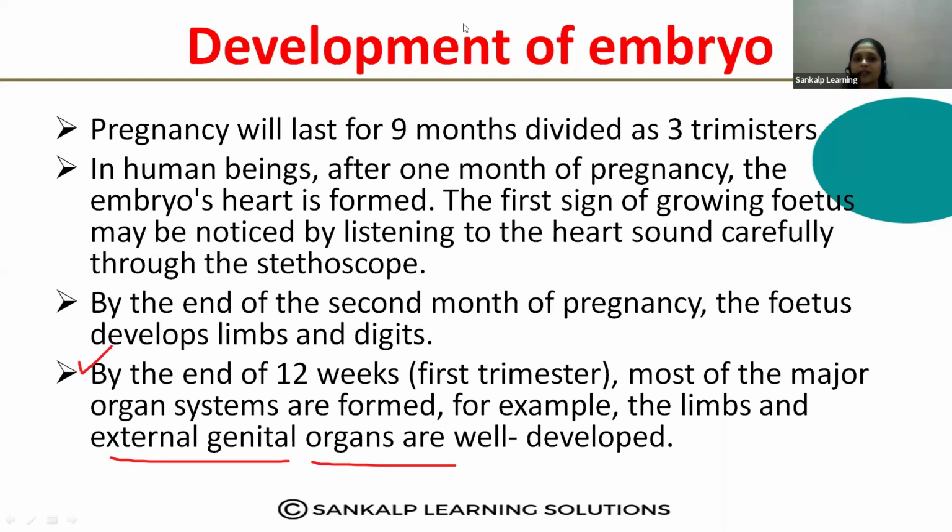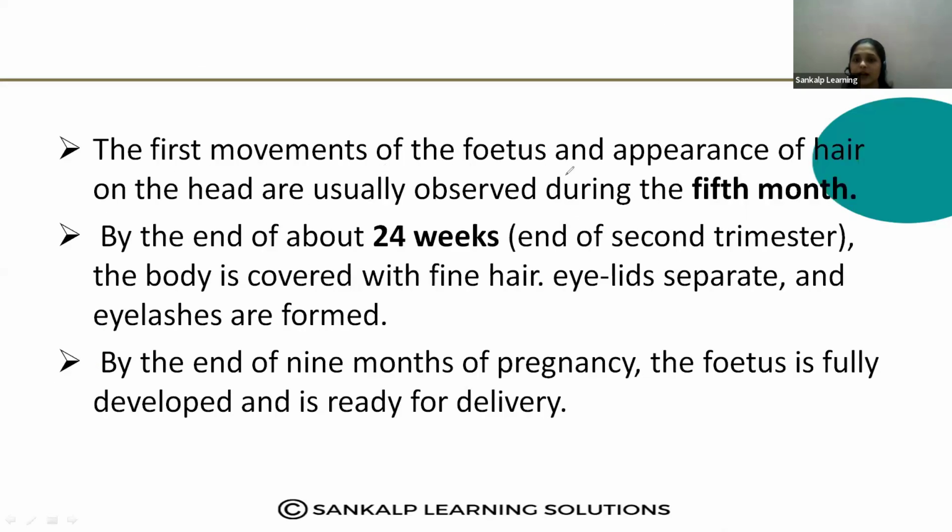Next, the first movement of the fetus. The first movements of the fetus and appearance of hair on the head are usually observed during the 5th month. The first hair on the head appears in which month of the pregnancy? You can observe options like 1 month, 2 month, 4 month, 5 month. Hair growth on the head you can observe in the 5th month.